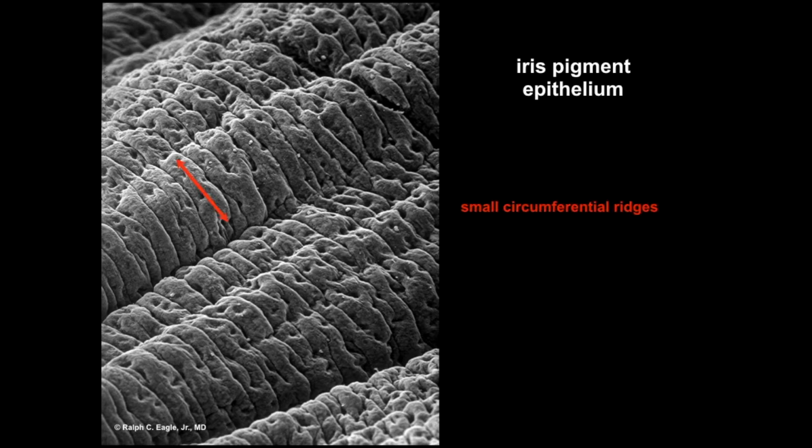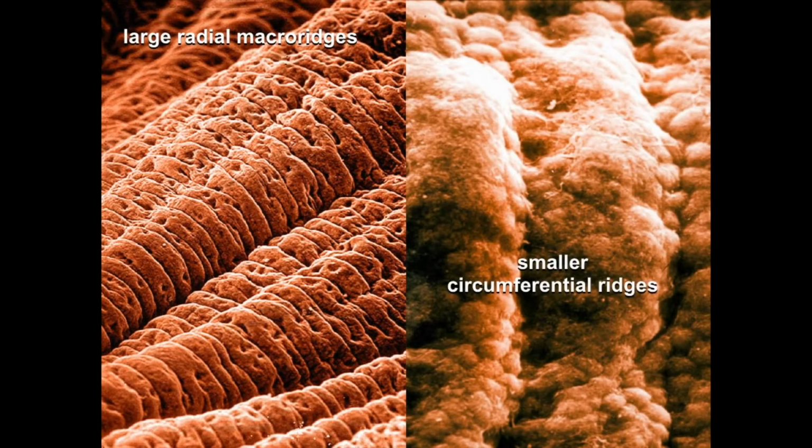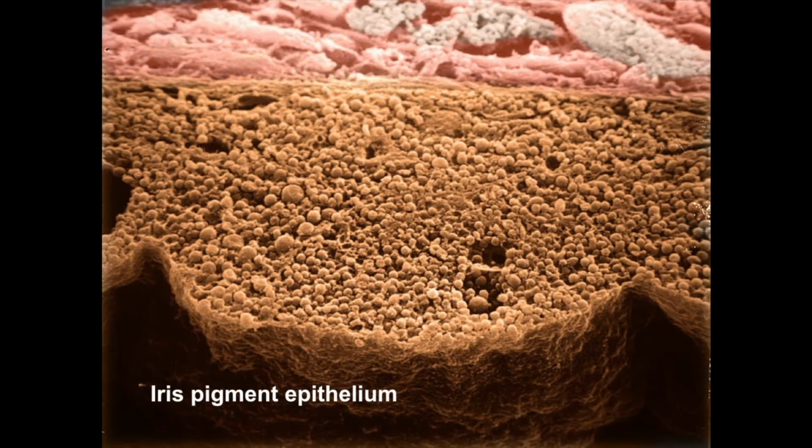Both the smaller circumferential ridges and the larger radial ridges of the iris pigment epithelium are shown in this SEM. The smaller circumferential ridges are oriented perpendicular to the larger radial ridges. Single iris pigment epithelial cells are visible in the scanning micrograph of the circumferential ridges at right. This scanning micrograph shows the cross-section of a single circumferential ridge. Large round granules of neuroepithelial melanin are present in the iris pigment epithelium. The dilator muscle is seen above.